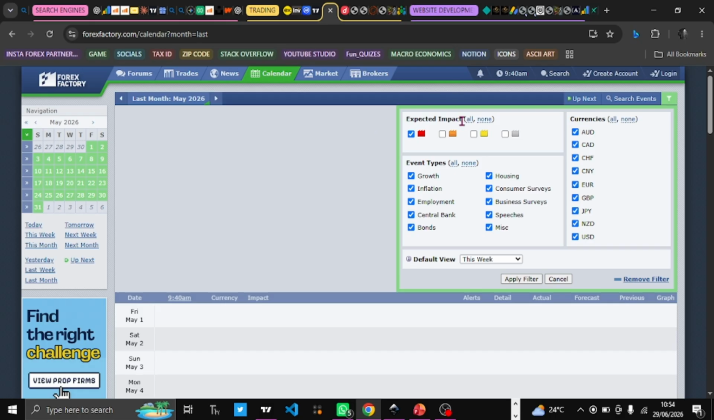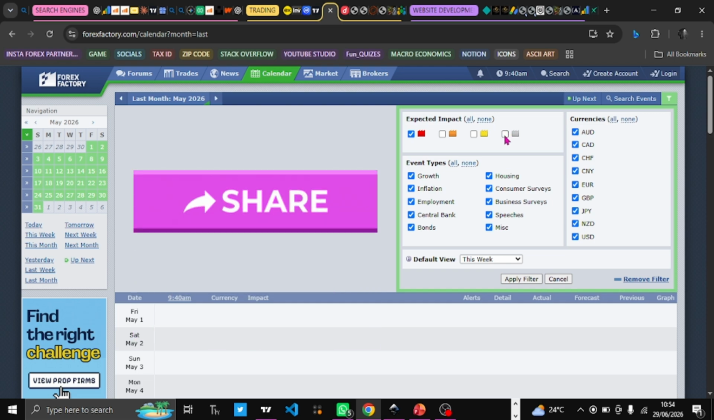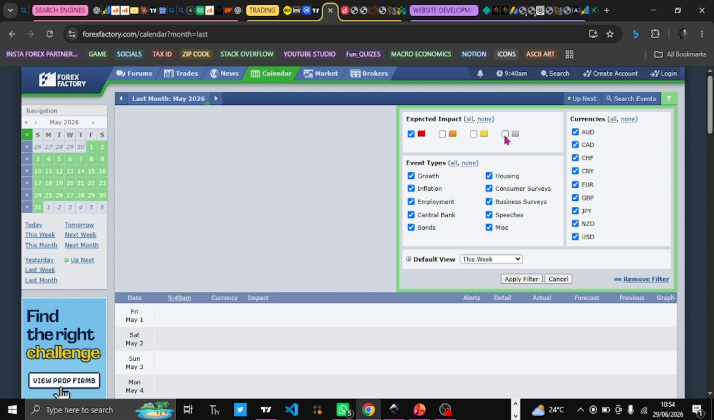We have the expected impact. This one speaks of high impact. Then this one is a medium impact. This one is a low impact. Then this one is no impact at all. It doesn't have any impact. So we're going to be selecting the ones that have high impact most. That is why I'm taking this only. You understand? I ticked it only.